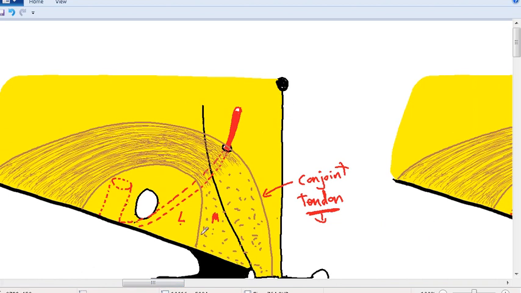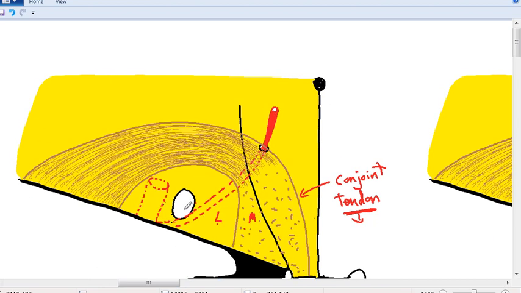In the following video, we will discuss how the direct inguinal hernia comes through this triangle and also about the indirect hernia that comes through the deep inguinal ring.